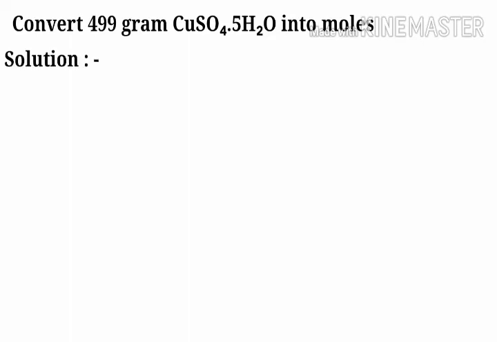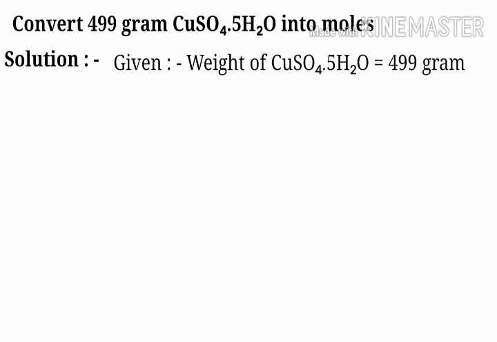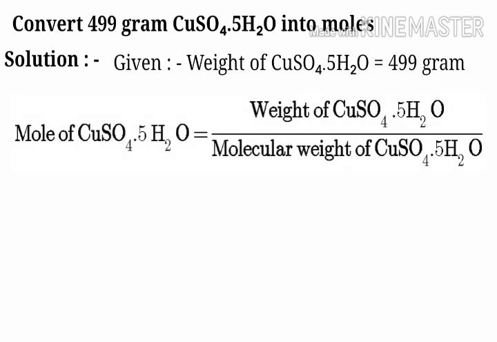Now next example. Convert 499 gram CuSO4 into moles. So given is weight of CuSO4 is equal to 499 gram. As we know formula of mole is mole of CuSO4 is equal to weight of CuSO4 divided by molecular weight of CuSO4.